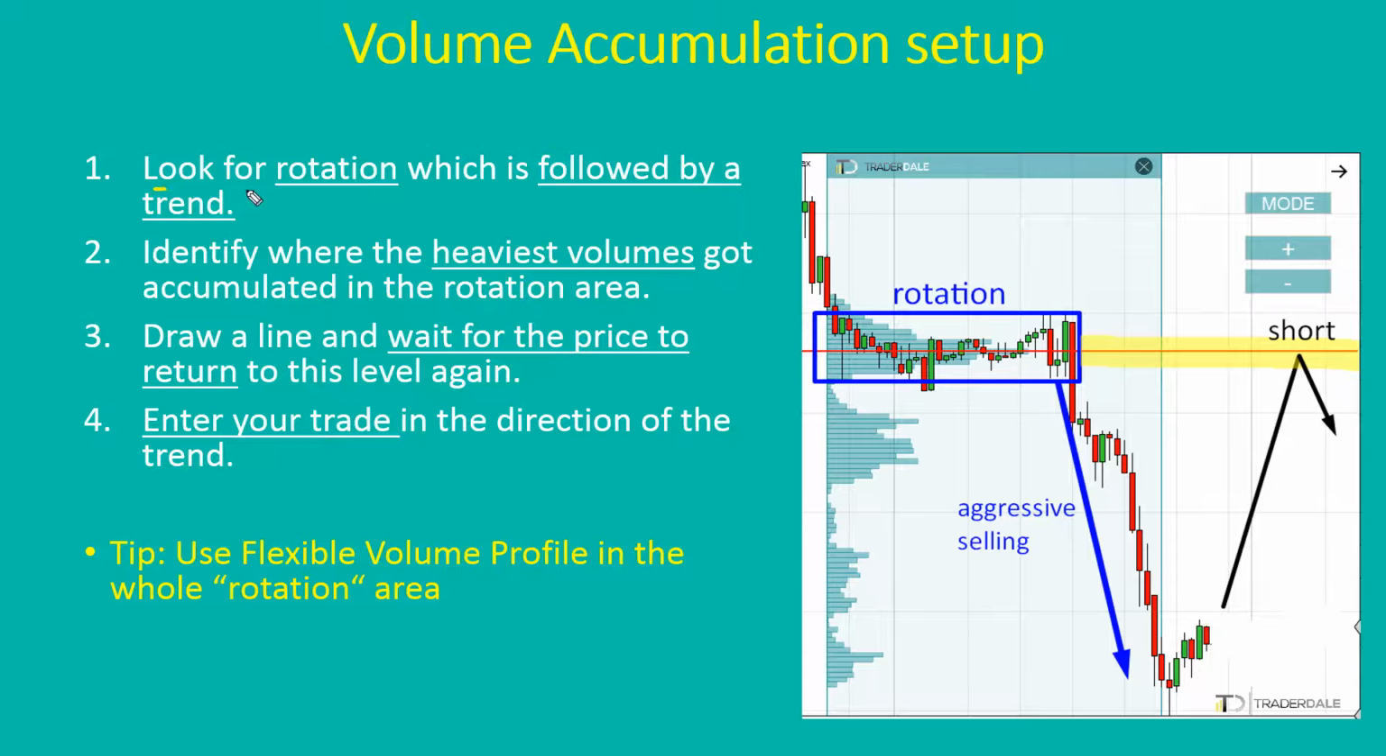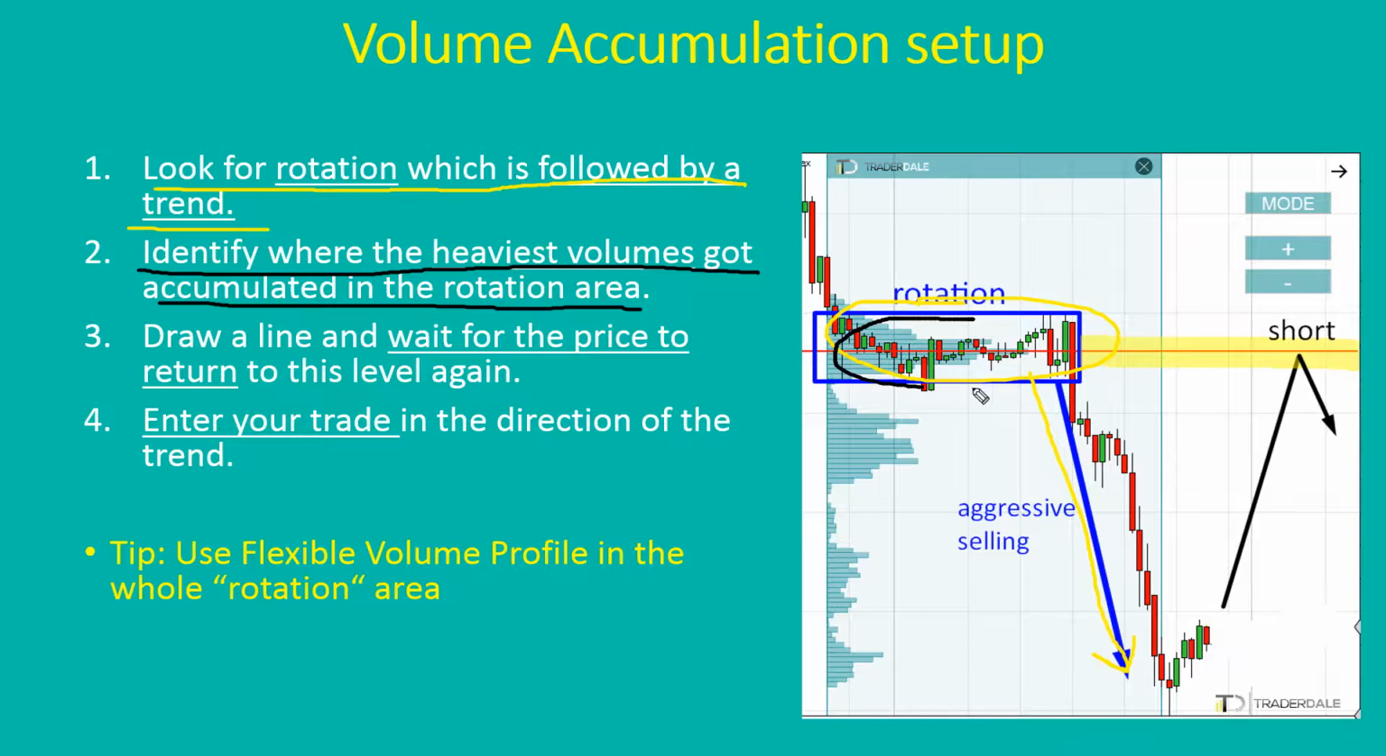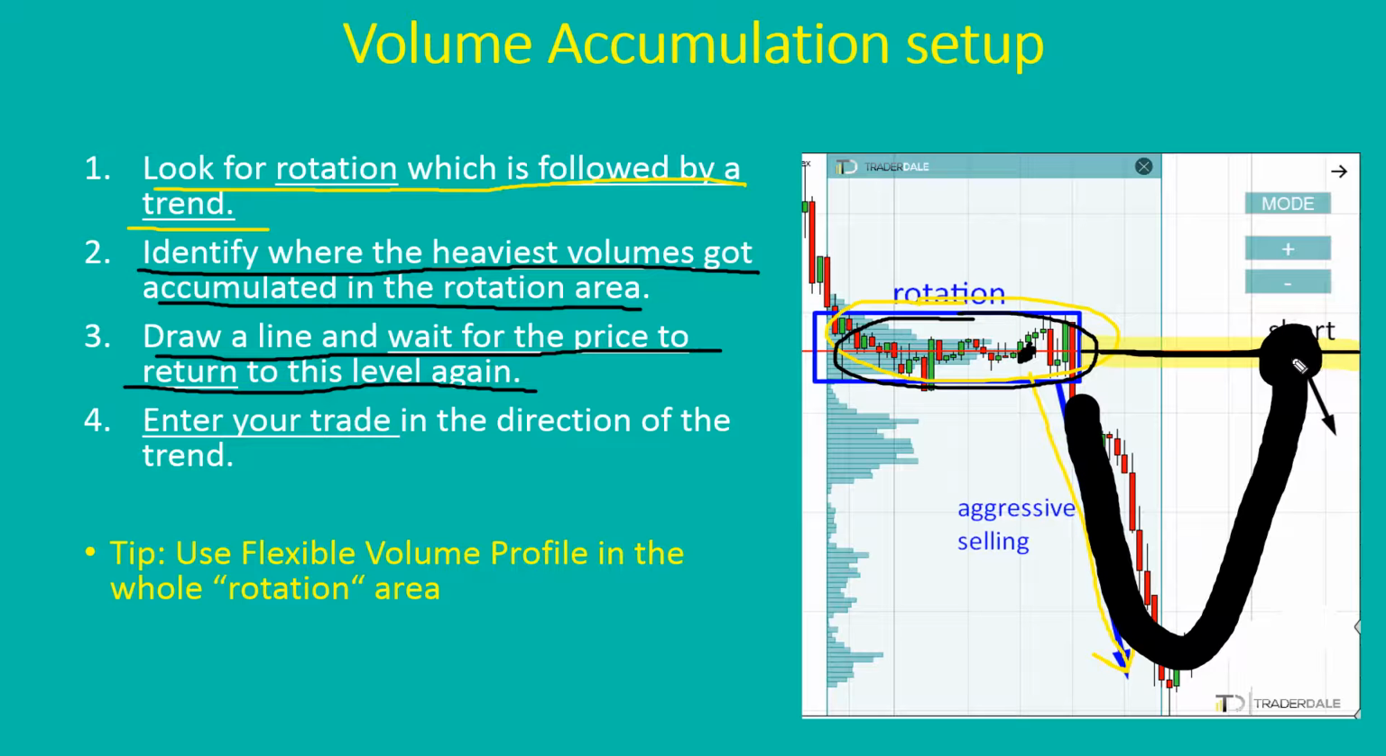In this setup, you look for a rotation which is followed by a trend, like in a picture. So this is a rotation followed by a trend. Now, next you identify where the heaviest volumes got accumulated in the rotation area. So in this area, you identify the heaviest volumes using the flexible profile. So in this case, it's in here. Next, you draw a line and wait for the price to return to this level again.